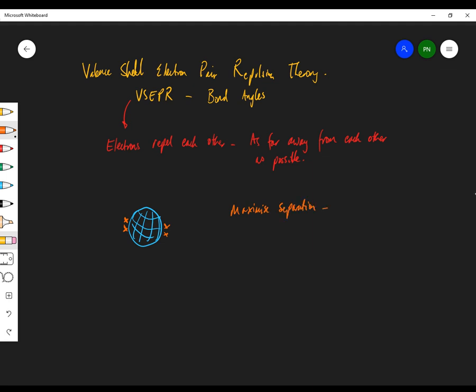If they maximize separation, they minimize repulsion. So how do they maximize separation? They get as far apart as they can from each other. If you've only got 2 pairs of electrons, they'll get to either side of the sphere, and the bond angle between these 2 will be 180 degrees.